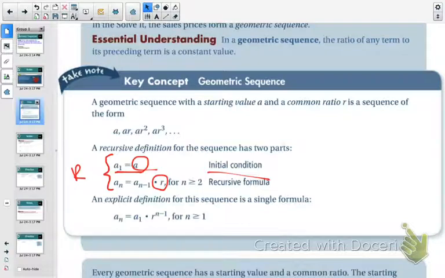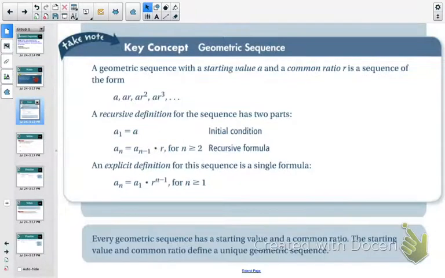Okay, and then the explicit formula is going to be here, and this one you just have one part to it, and you're filling in your first term, a1, and your common ratio r. So it's a1 times r to the n minus 1. Okay, so that's the recursive and the explicit formulas for geometric. It's a little bit different than for arithmetic, but similar in the way that you're only filling in the first term and the common ratio in this case. So still only need to know those two things. Every geometric sequence has a starting value and a common ratio. The starting value and common ratio define a unique sequence.